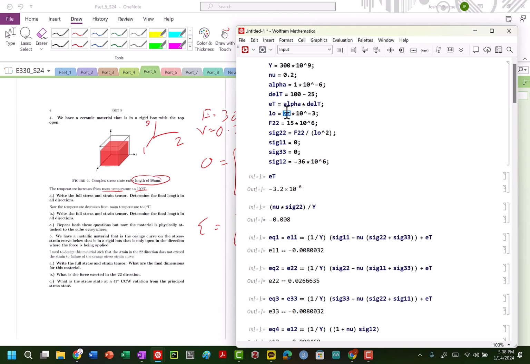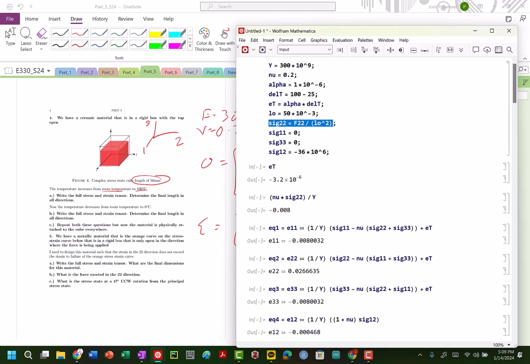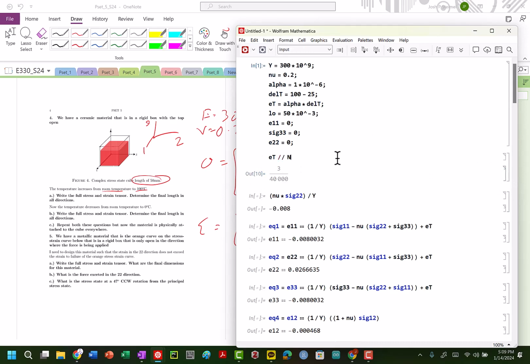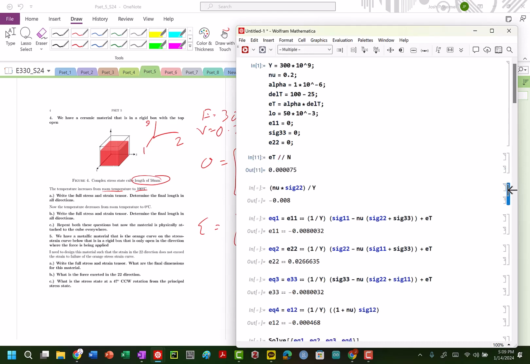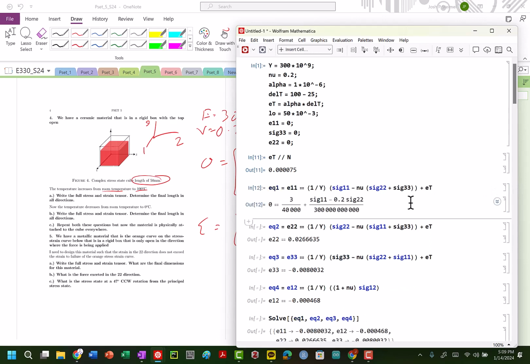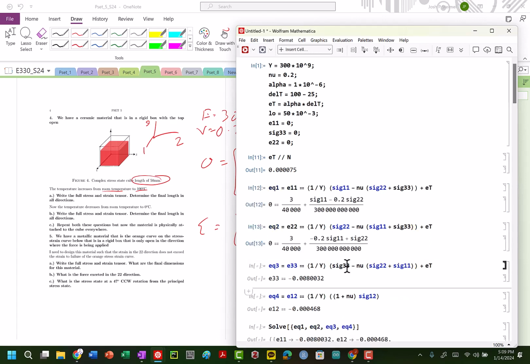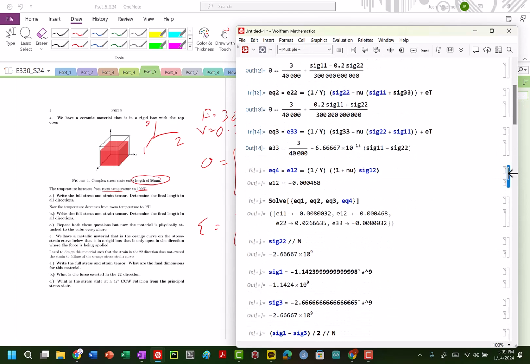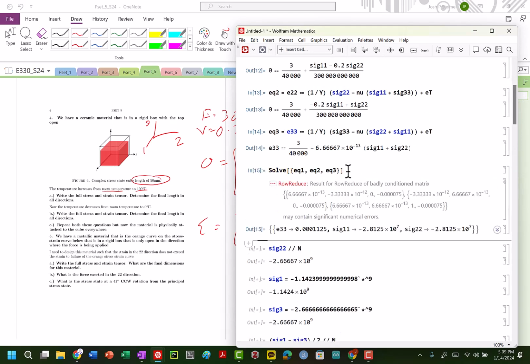Our L naught is going to be 50 times 10 to the minus 3. We don't know what the force is here, so we don't know what the sig 2-2 is. We know that the sig 3-3 is 0, and we also know that the E11 is 0 and the E22 is 0. With that, we can look at those values here, just to take a peek. So we have equation 1, equation 2, equation 3, because we have 3 unknowns. What are our 3 unknowns? E33, sig 11, sig 22. And we can go ahead and solve. Like that, and there we go.